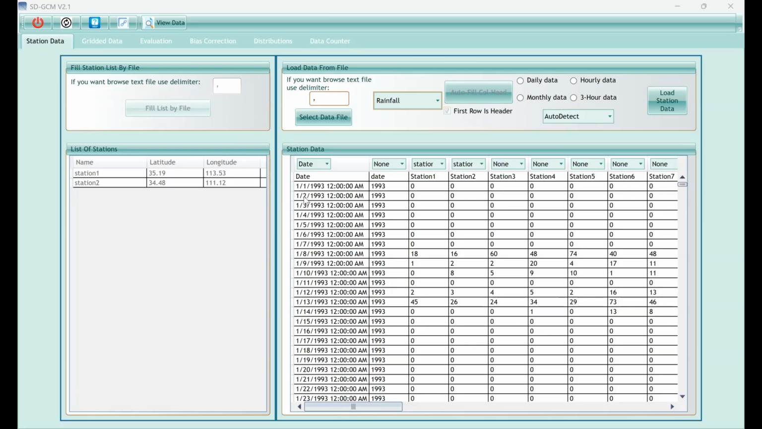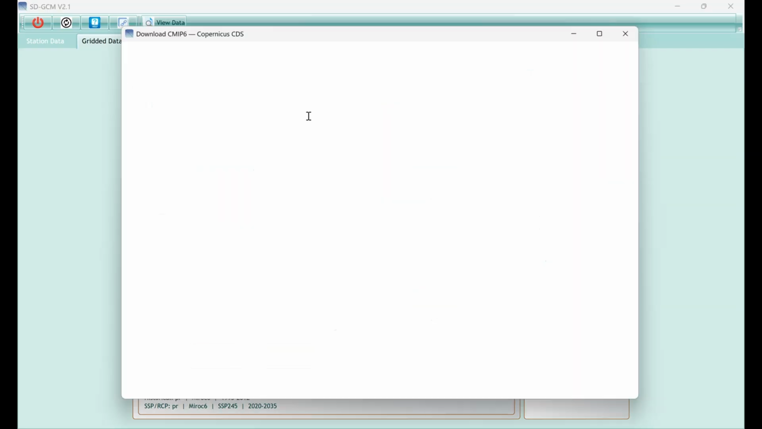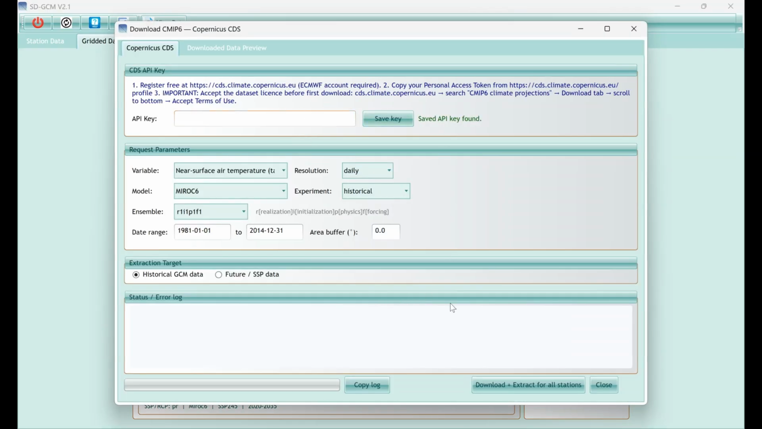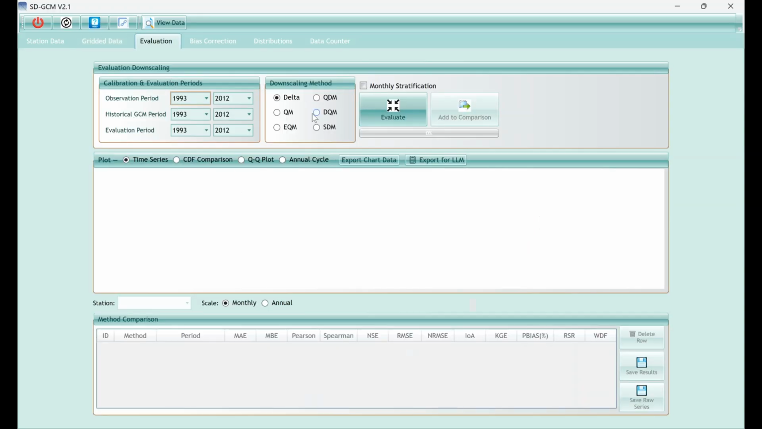In the previous video, we downloaded historical and SSP245 CMIP6 data from the Copernicus Climate Data Store. Before applying bias correction to future climate projections, we first need to determine which bias correction method performs best. In this tutorial, we'll compare several popular methods and evaluate their performance using SD-GCM version 2.1.